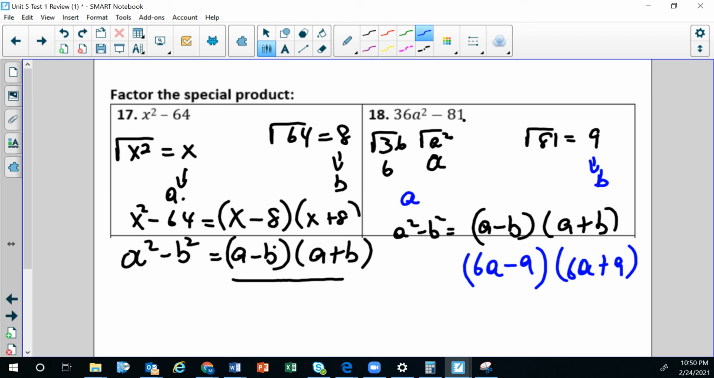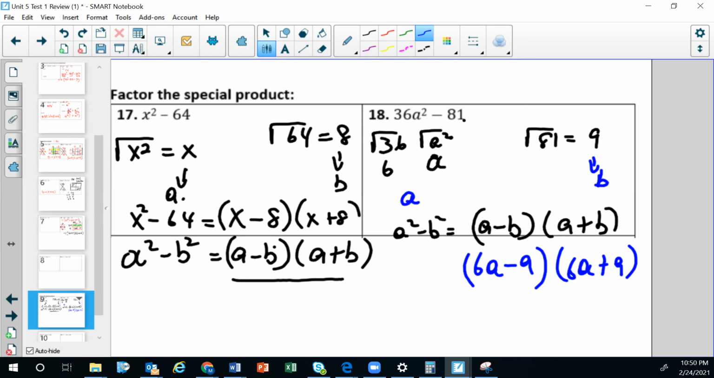Just make sure. I'm going to post a video on this in Canvas again. I think a short video. Just make sure you understand this. And then the next one.